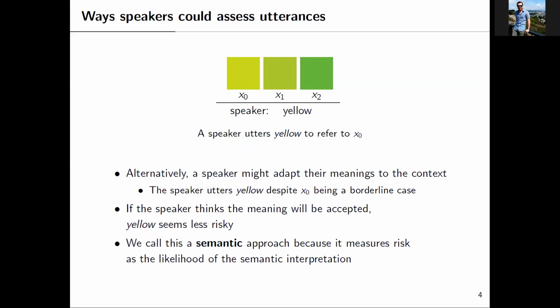Alternatively, a speaker might assess risk based on the meanings of words. Specifically, a speaker might adapt their meanings to the context. In this example, the speaker refers to X0 as yellow, even though X0 is a borderline case of yellow. It isn't likely that it'd still be called yellow in all contexts, such as when a more prototypical yellow is present. Therefore, we can say that the speaker has adapted the meaning of yellow to this context. If the speaker thinks the adapted meaning will be accepted, then yellow seems less risky. We call this a semantic approach because it measures risk as the likelihood of the semantic interpretation.